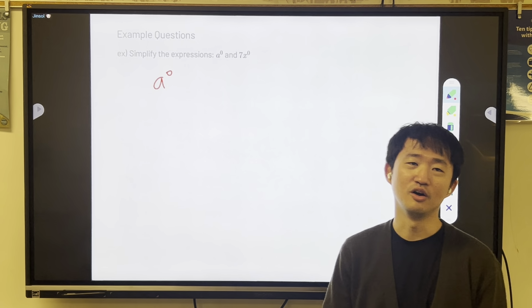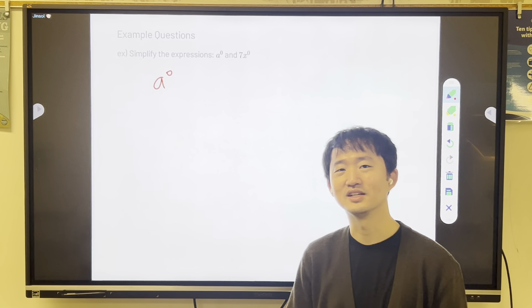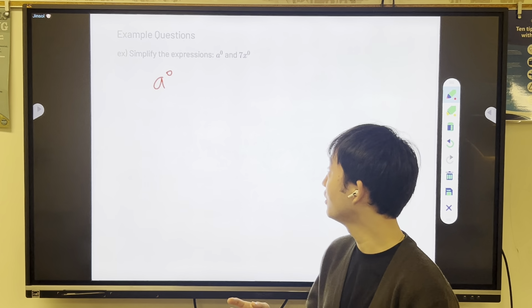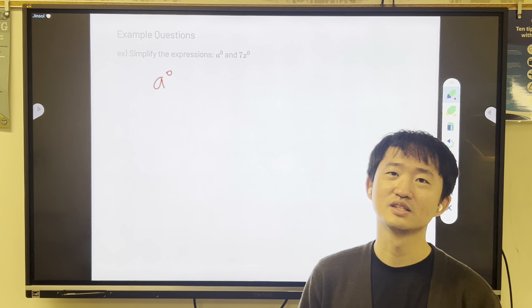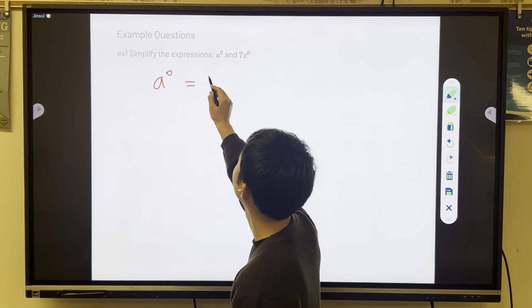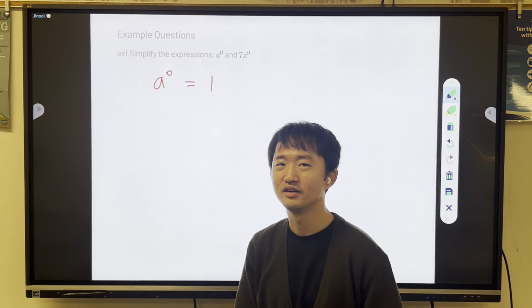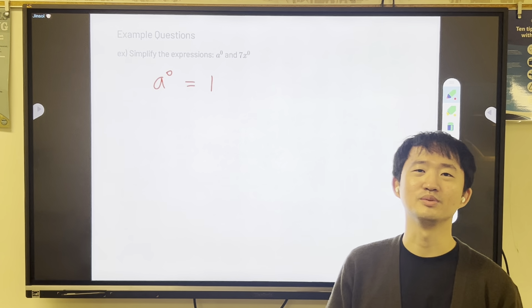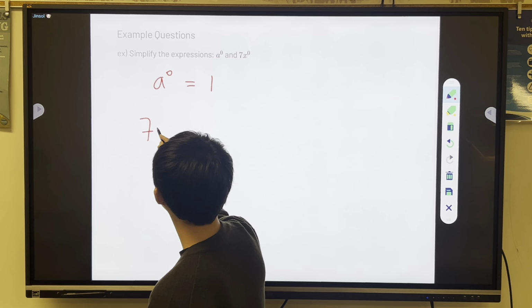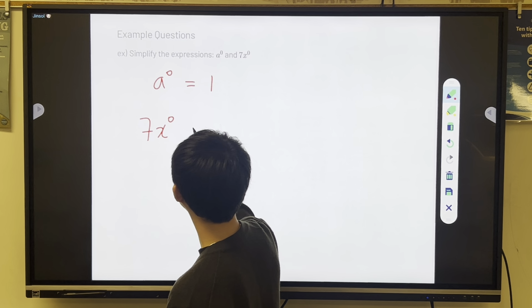One thing we know about exponents is that whenever the exponent is 0, the expression just becomes 1. That's true for any number. Any number to the power of 0 is always going to be 1. Let's try the second example. 7x power of 0.